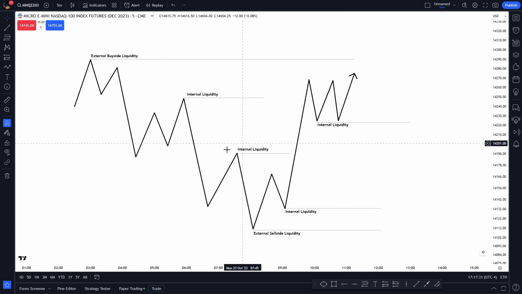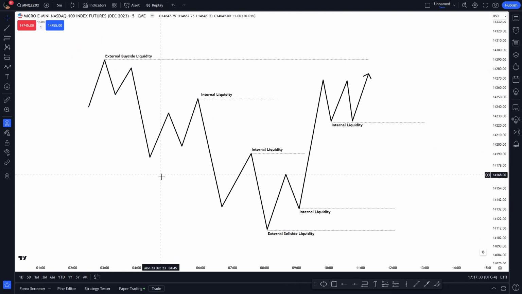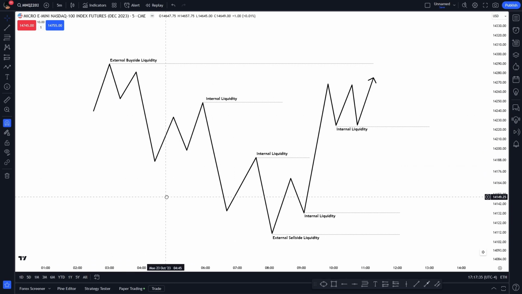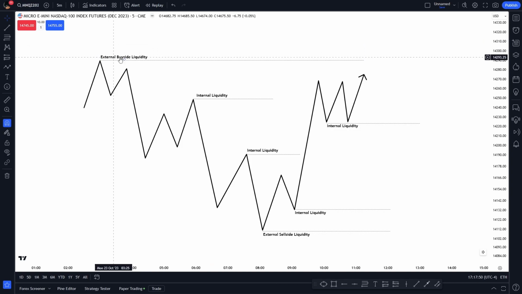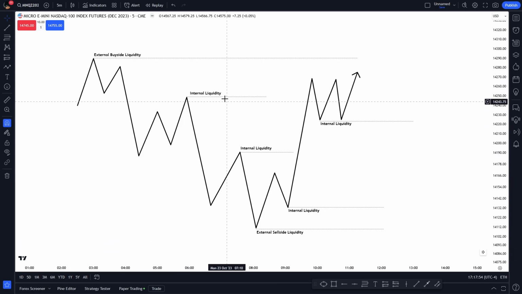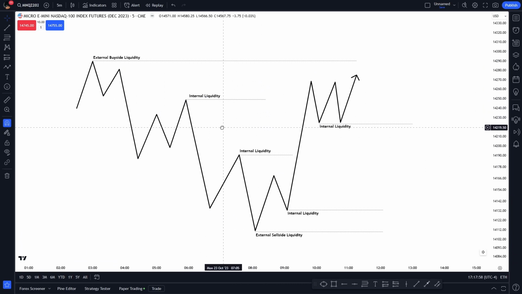So if we take a look at my screen right now, I have drawn out a range, right? And then we take the range high, which is this, and the range low, which is this. Right? So this is the external sell side liquidity because it is the lowest point of the range. And this is external buy side liquidity because this is the highest point of the range. And all the highs and lows in between are internal liquidity. Okay?